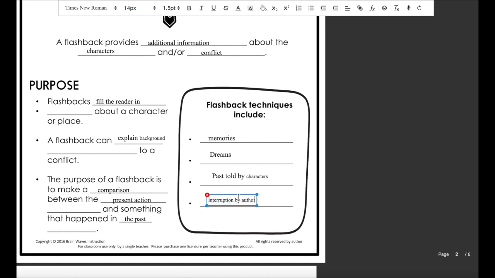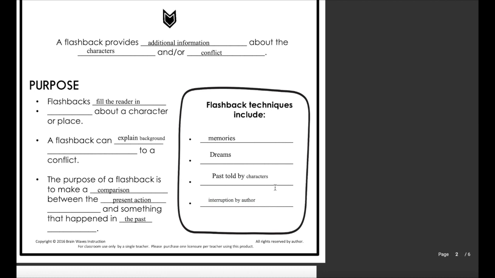This happens. This isn't something we're going to see in this particular novel we're reading because the perspective is first person. We have a narrator who is in the story. She's telling this entire story from her perspective. So we're not going to see the interruption by the author, but we are going to see memories, dreams, the past told by characters. We're going to see all of those other techniques throughout this book.